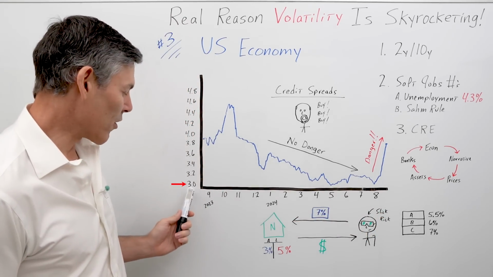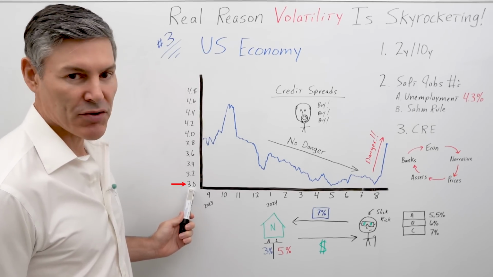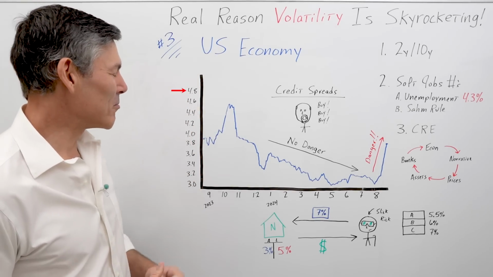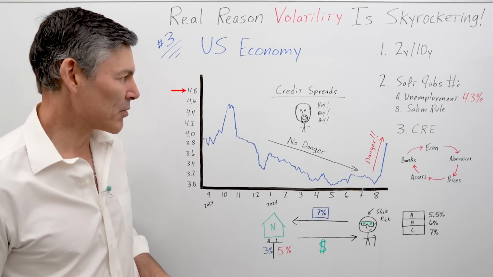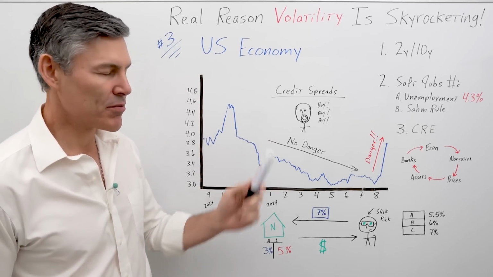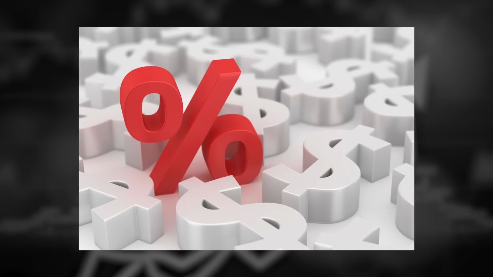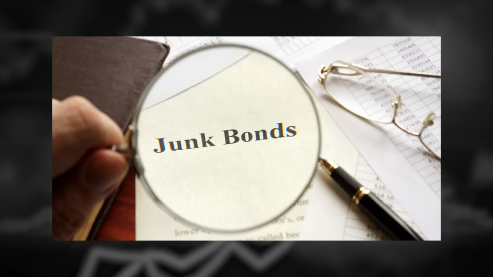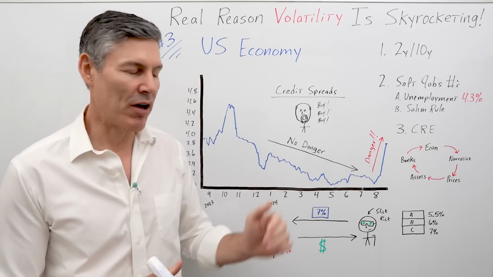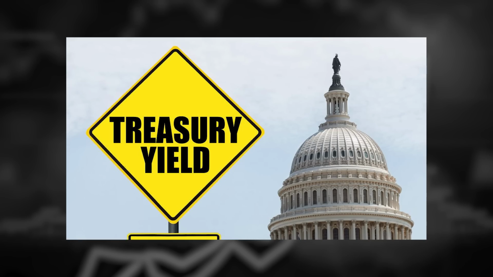On the left, we go from 3%. I forgot to put the percent there. Pretend there's a percent sign there. We go from 3% all the way up to 4.8%. These are credit spreads, so basically the difference between the interest rate on corporate junk debt, which just means corporate debt that isn't at the level of investment grade, and the corresponding treasury yield.